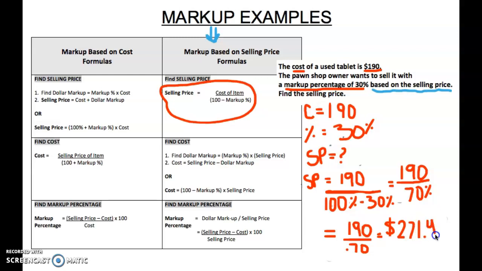190 divided by 0.70 gives me a selling price to the consumer of $271.43. What this tells me is that this price tag of $271.43 is 30% greater. Another way of stating this is if I take 30% of 271 and I subtract that from 271, I'll get $190.